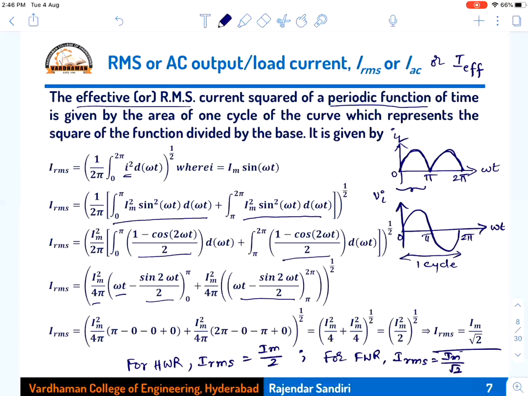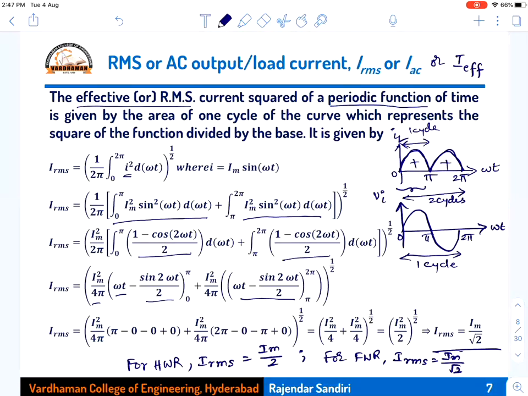Now the output of the full wave rectifier, if you see from here to here, this is two cycles I can call, because one cycle is only from 0 to pi. The same shape is repeated from pi to 2 pi. So therefore, for one cycle of input, you are getting two cycles of output. That means the time period is doubled, then frequency will be half.